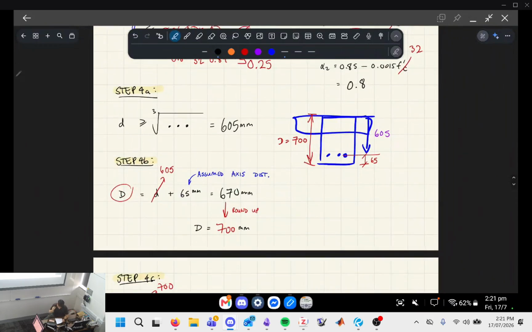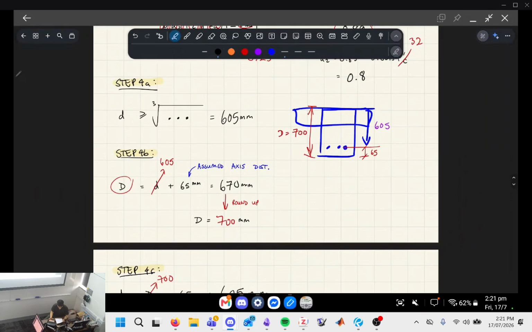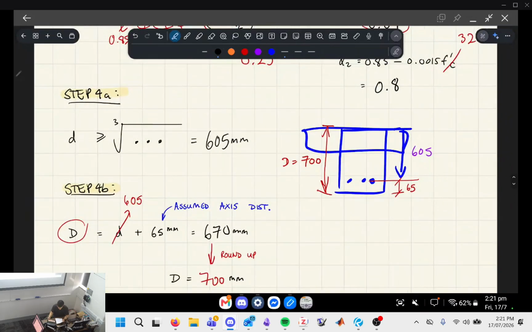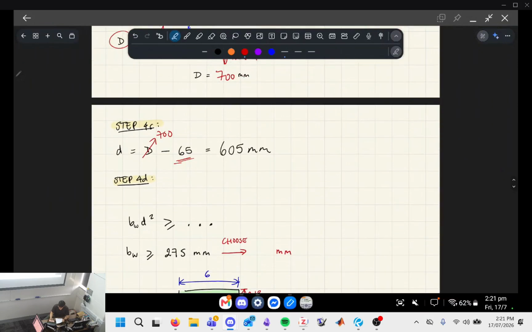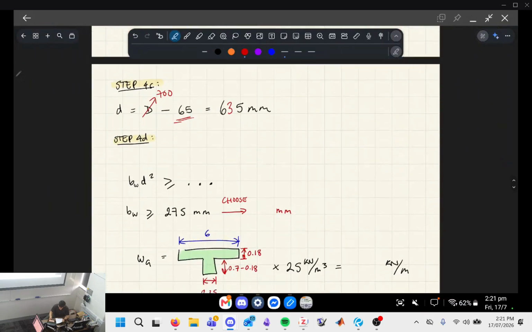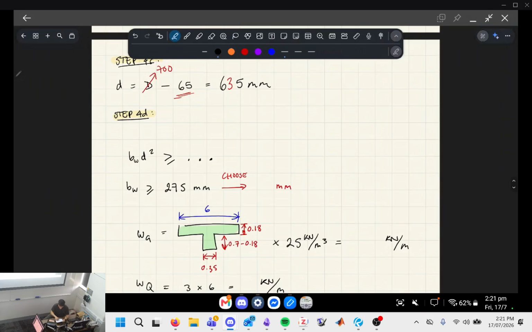Wait, 700 minus, that's not right. Anyway, do 700 minus 65 in your calculator. I can't be bothered to do that right now. Okay, whatever, fine, I'll do it. Oh man, I did this wrong. Okay, whatever. So this is now replaced by our new number.